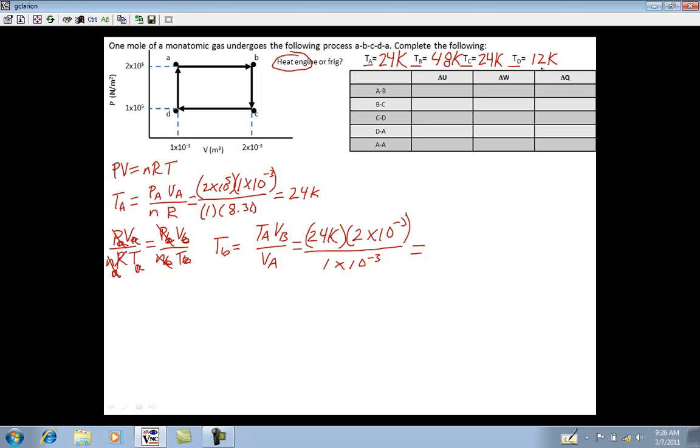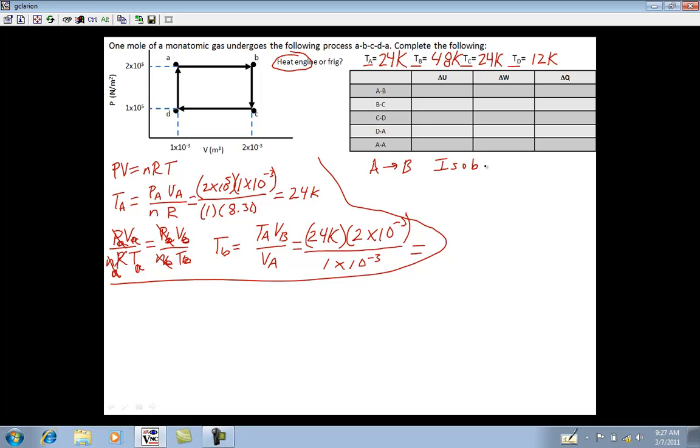Okay. So here's what we're going to do now. We're going to go over how to calculate the values from A. We're going to calculate the values from A to B. Now, because we're going from A to B, what's really specific about that? What do we know about going from A to B? Okay, but what kind of process is that? Okay, that's right. So isobaric.